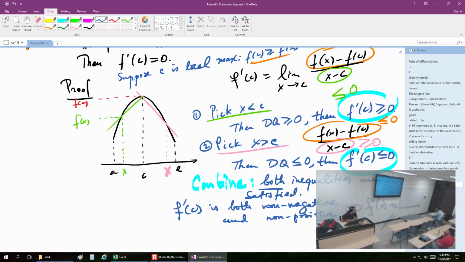It's a subtle point. The idea geometrically is more or less clear. If you think about those secant lines, the green secant lines will become less and less steep as you move x towards c, but they cannot start decreasing. To the left they are growing, to the right they are going down. So the slope would have to be up and down at the same time, and the only explanation is that it is 0. So that's the proof.